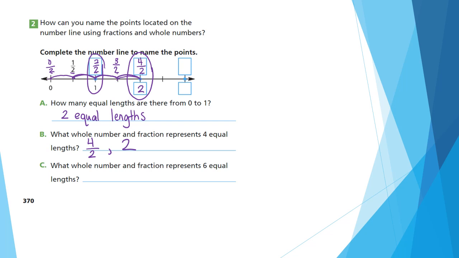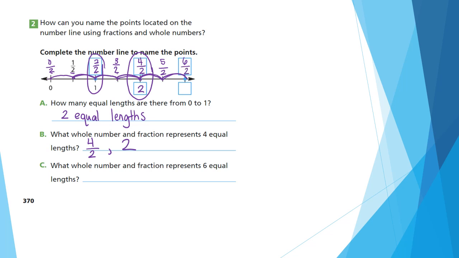And the last one, C, what whole number and fraction represent 6 equal lengths? So we know that we stopped at 4 equal lengths right here, and we're just going to add 2 more equal lengths, 2 jumps, and we're going to continue naming our fractions. So we were at 4 halves. If we add 1 more part, we're at 5 halves. Then 1 more part, we're at 6 halves.